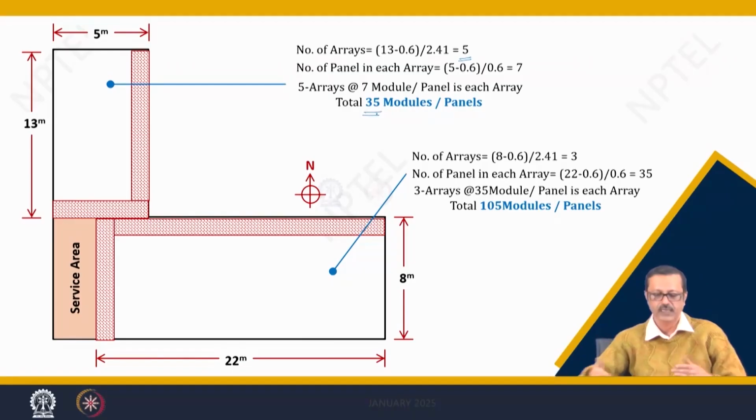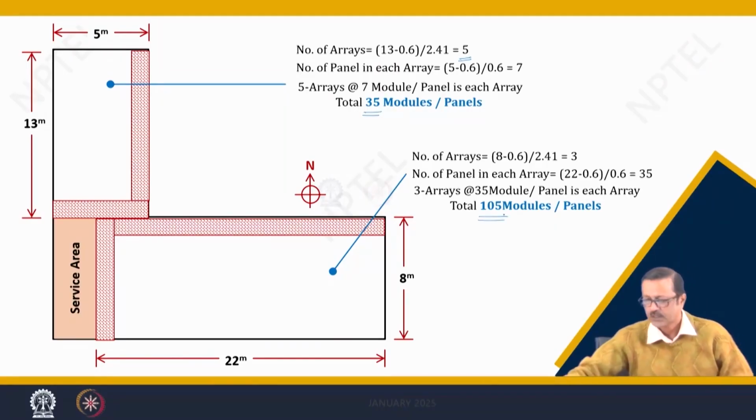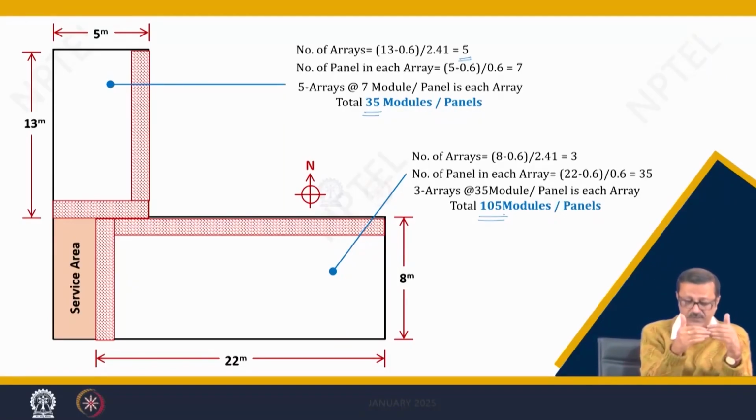panels will be accommodated. Here also I did the same way, 8 minus 0.6 divided by 2.4 is 3 in a row, and the panels in a row is 35. So almost about 105 modules will be there. So I have 2 dimensions, I have deducted 0.6 from each dimension, and one I divided with 2.41 and another I have divided with 0.6 to calculate the number of rows and the number of PV panels in a row, and multiply that. So that gives me the number of panels.